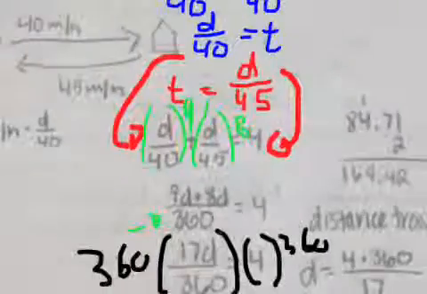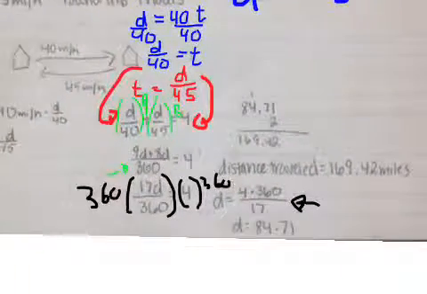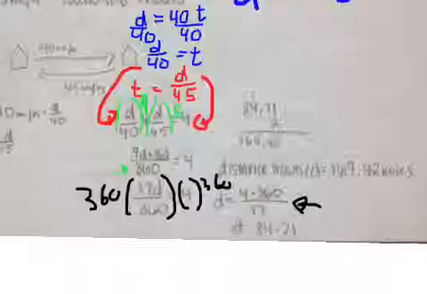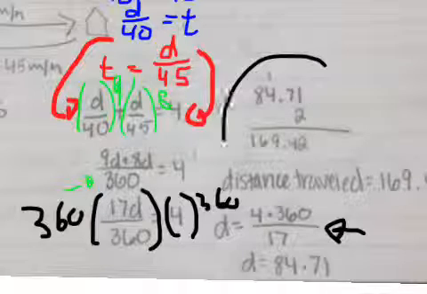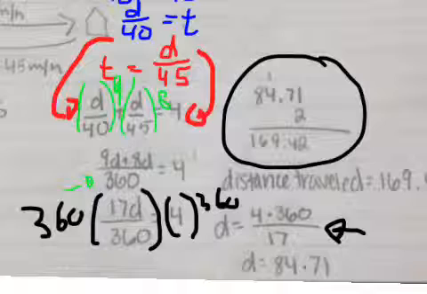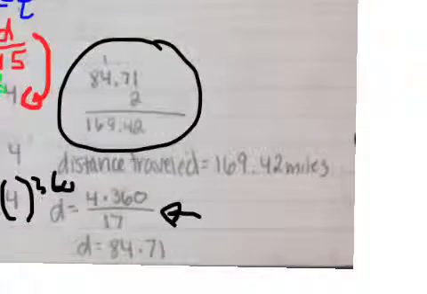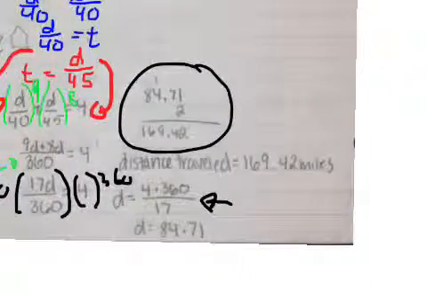Boom. Okay? So then, when you multiply that by 2, because they both went the 84.71, you get 169.4, because the 84.71 is how far they travel one way. And then there and back is the 169.42 miles total round trip, which is just awesome.